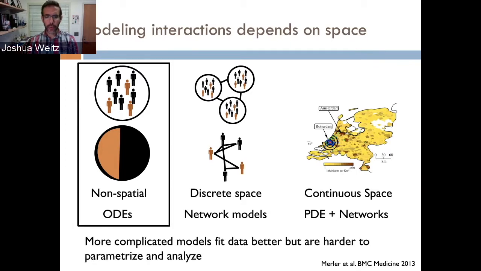And when we do that, it's clear that we get more realistic as we add increasing notions of discrete space or continuous space, and different kinds of models are useful. And these may even fit the data better, but they're often harder to parameterize and analyze. And we often begin, therefore, our process by focusing on these non-spatial models, these ordinary differential equations.